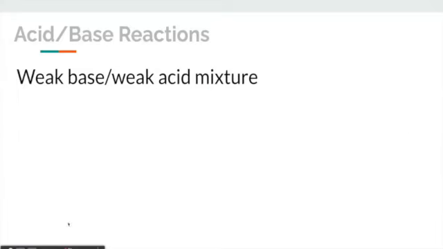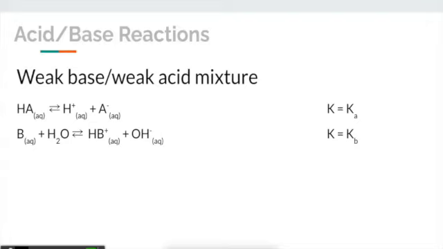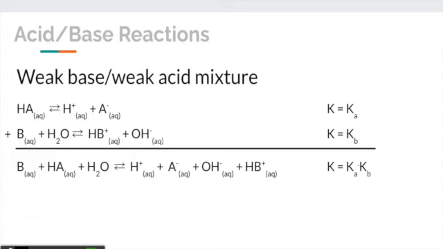Now let's take a look at a weak base, weak acid mixture. So here's our weak acid. K is Ka. Generic weak acid HA ionizing to H plus and A minus. Here's our generic weak base, B. It's reacting with water and reaching a dynamic equilibrium with its conjugate acid, HB plus, and hydroxide ion. K for that reaction is going to be Kb. Now, if we add these reactions together, this is what we get, and the K is going to be the product of Ka times Kb.